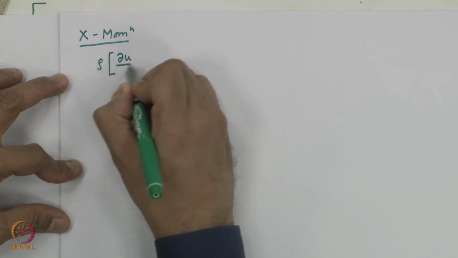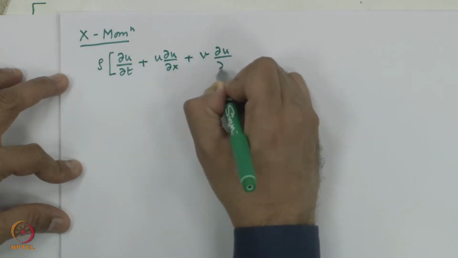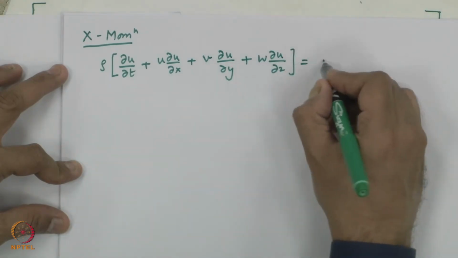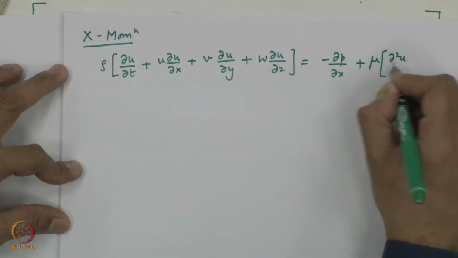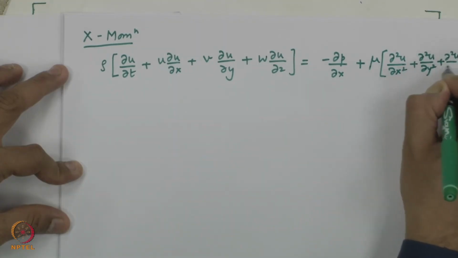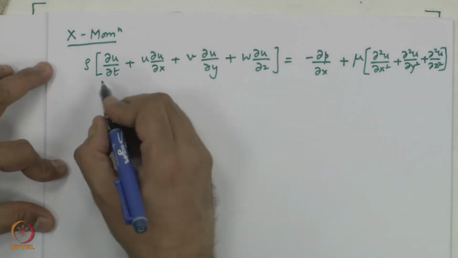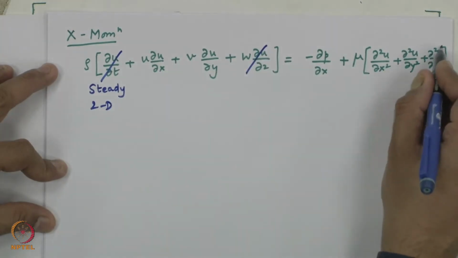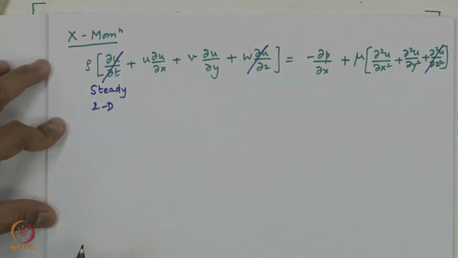Rho times du by dt plus u du by dx plus v du by dy plus w du by dz is equal to minus dp by dx plus mu times d squared u by dx squared plus d squared u by dy squared plus d squared u by dz squared. This is your governing equation. And boundary layer is typically steady, 2D, etc. So, this will go, this will go, this will go. Now, this is your simplified x momentum equation.